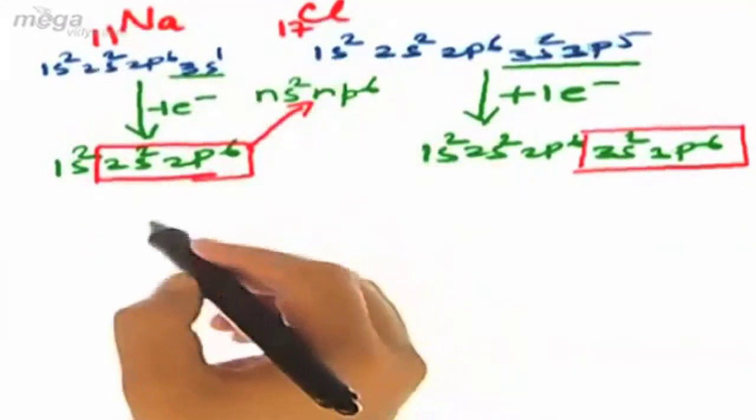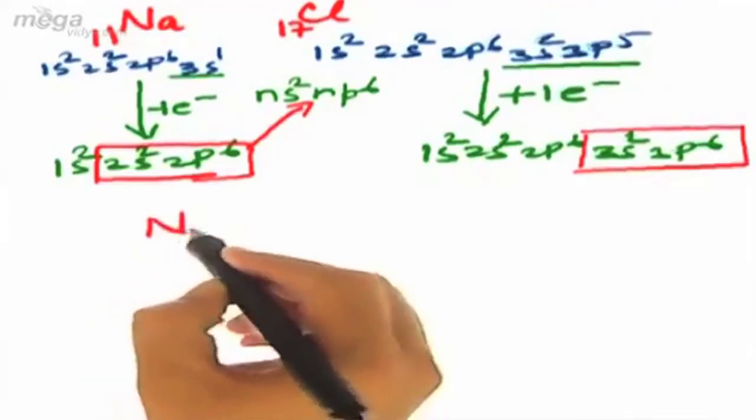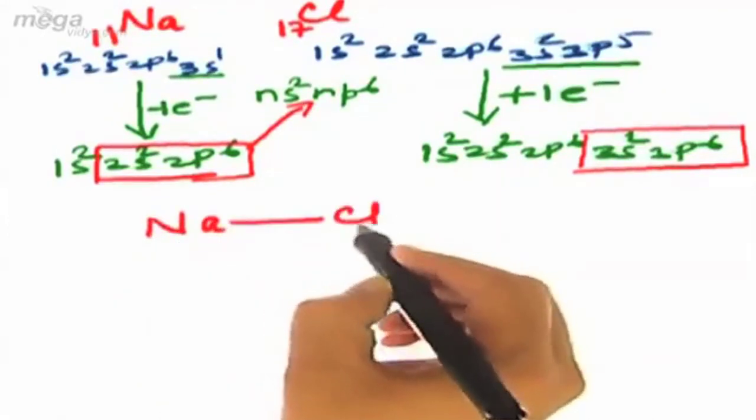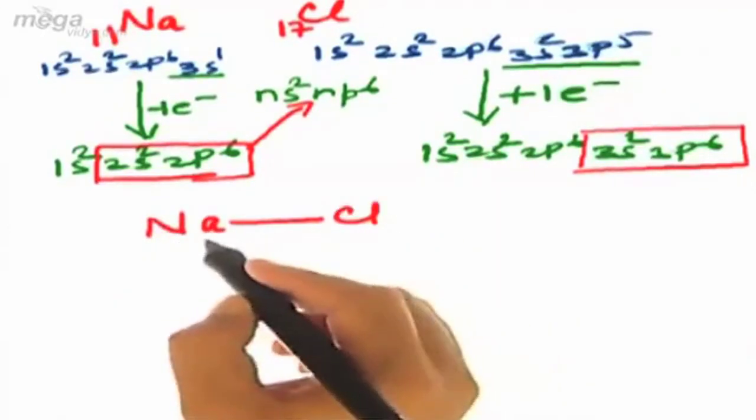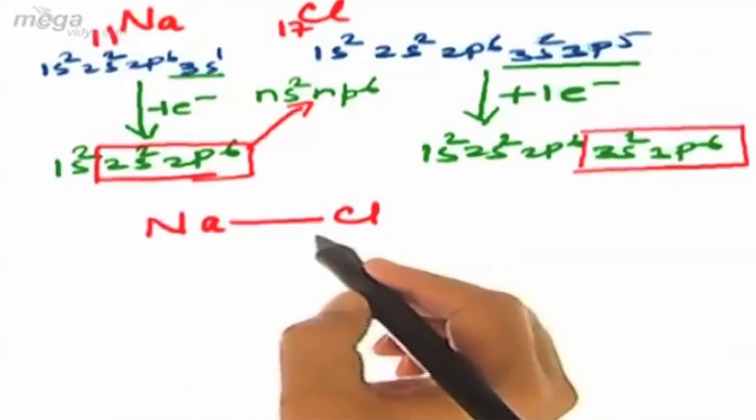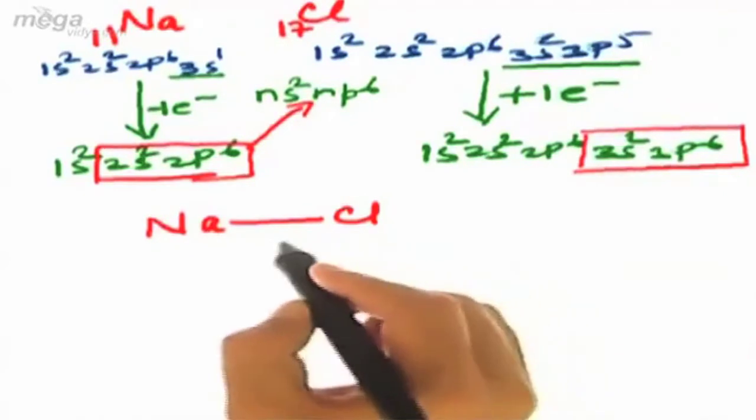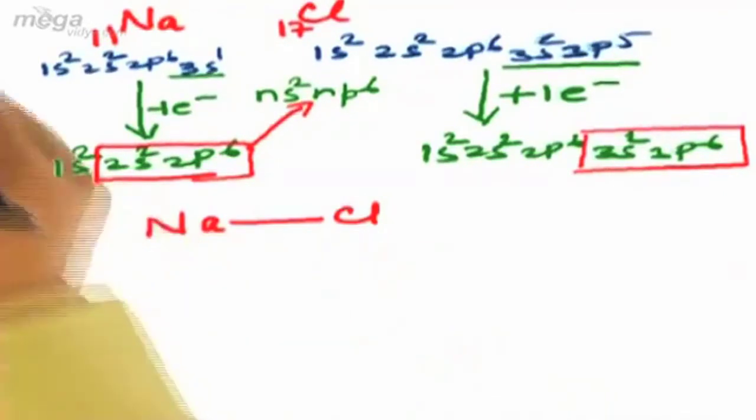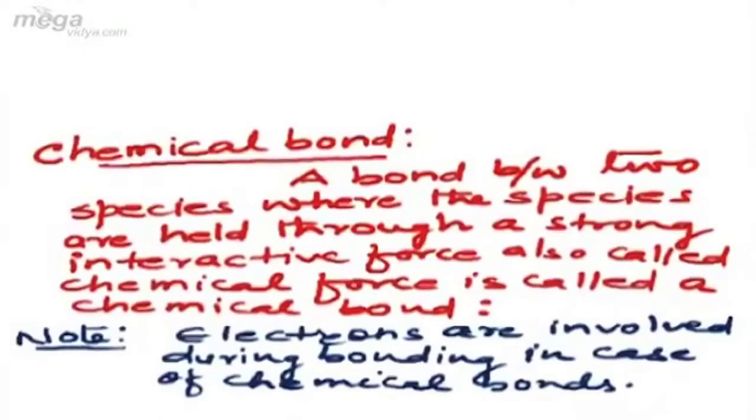So here we are observing in case of NaCl that Na and Cl are held to each other by the loss and gain of one electron. That means in this case electrons have been involved and such a bond is called a chemical bond. So we have dealt with a chemical bond. Remember, a bond between two species where the species are held through a strong interactive force, also we call the force a chemical force, is called a chemical bond.